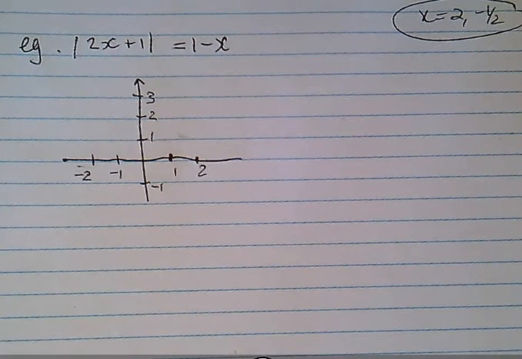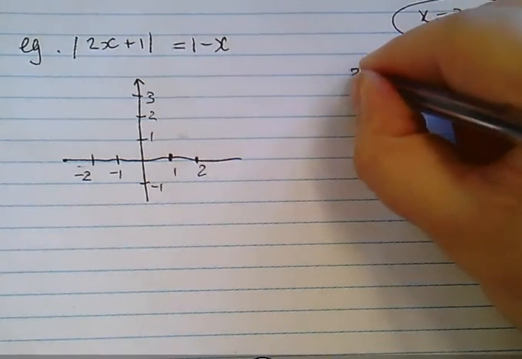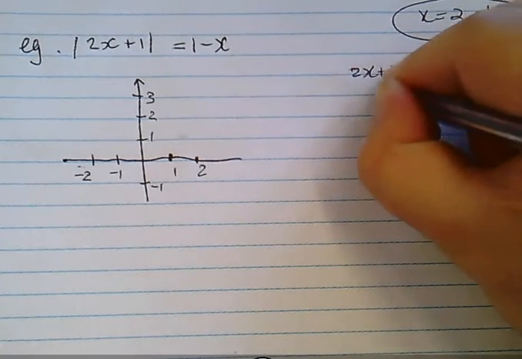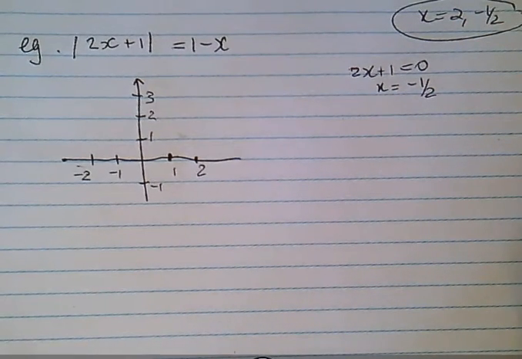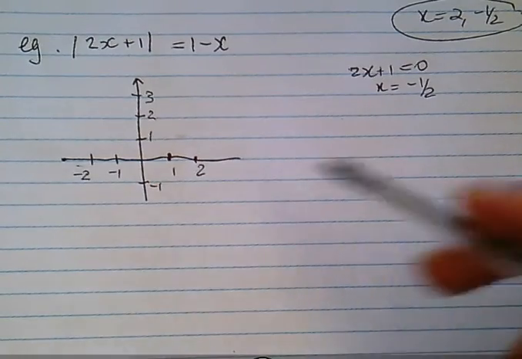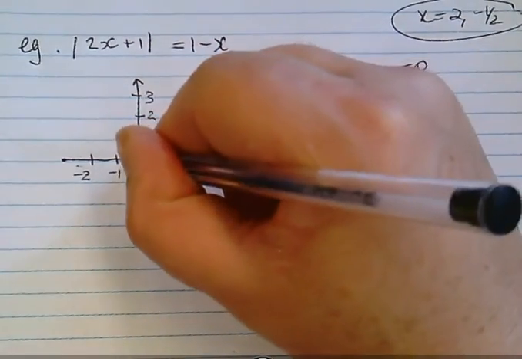Okay, the absolute value function has been shifted where? To the left or to the right? So what makes 2x plus 1 equals 0? x is negative a half. So it's been shifted to the left, negative a half.